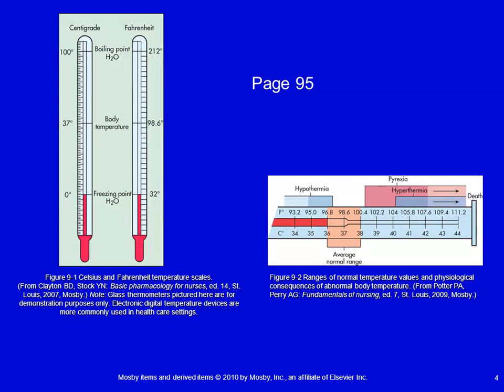Now on the next page, 95, you see the thermometers. There's a picture in your book, and it shows the freezing point of water on the centigrade, Celsius, and the freezing point of water on the Fahrenheit. At the top, you see the boiling point, and in the middle, you see the average human body temperature is 98.6 Fahrenheit and 37 Celsius.